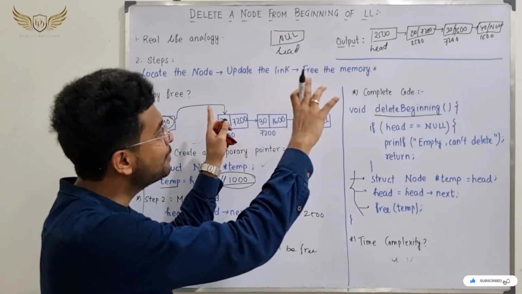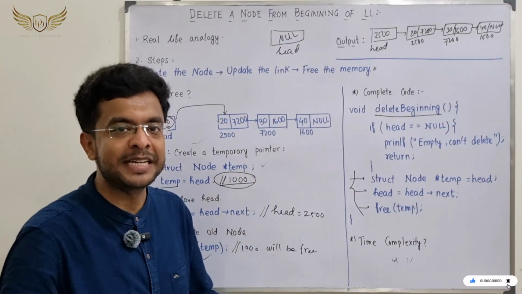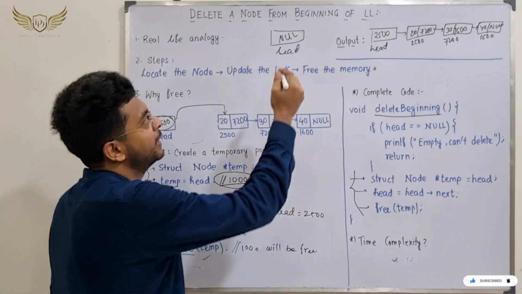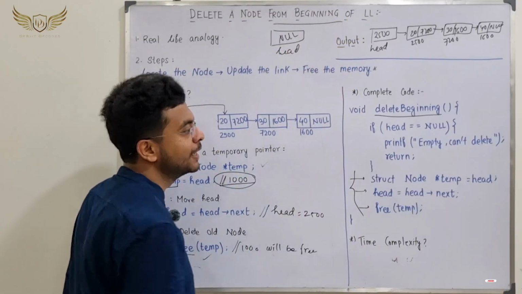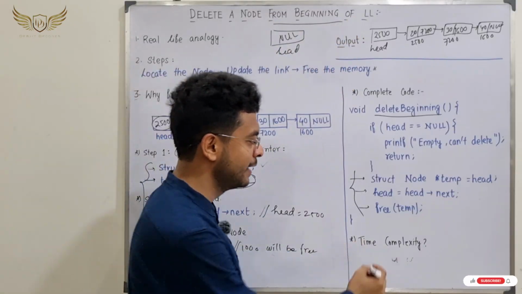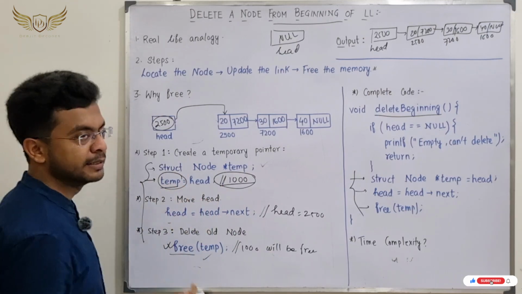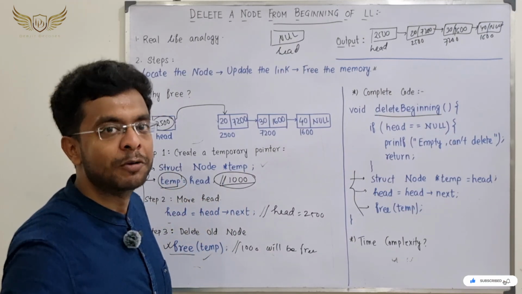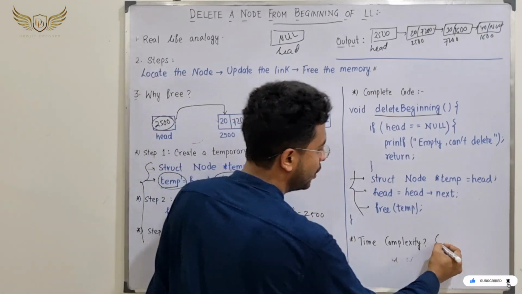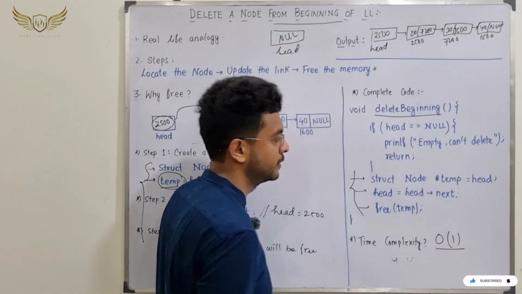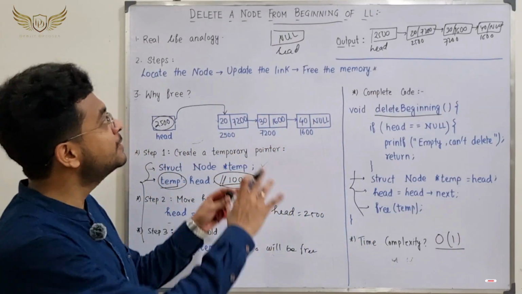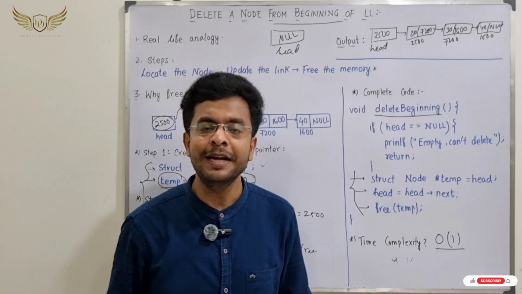I hope whatever I have said has made absolute sense to you, and you are now absolutely confident to delete a node from the beginning of a linked list. And what is the time complexity? Again, we do not need to traverse. We are using temp, but that is not for traversing. That is storing the head to make the memory location free. So what is the time complexity? Order of 1, constant time operation. So this is all about deleting a node from the beginning.